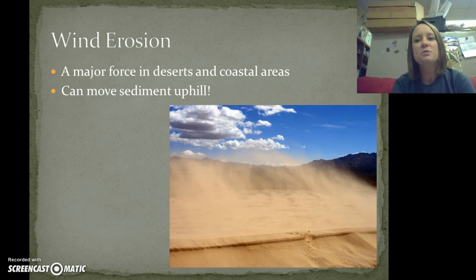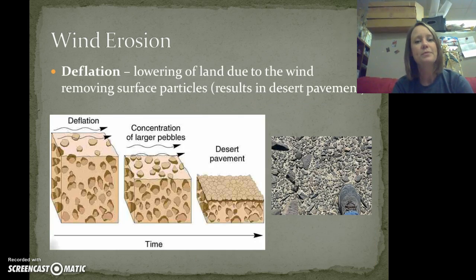Alright, so switching gears and moving to wind erosion. We usually see wind erosion in deserts and coastal areas, and the difference between wind and running water is the wind can actually take these sediments and cause them to move uphill.